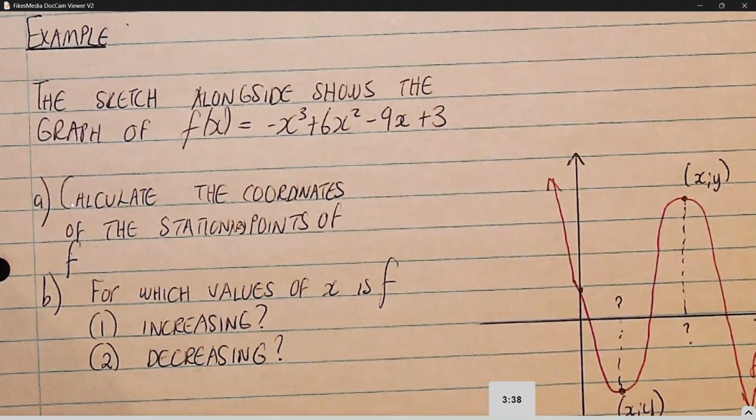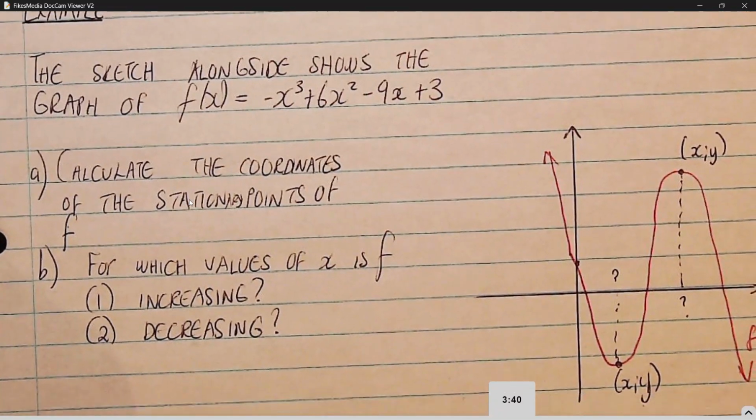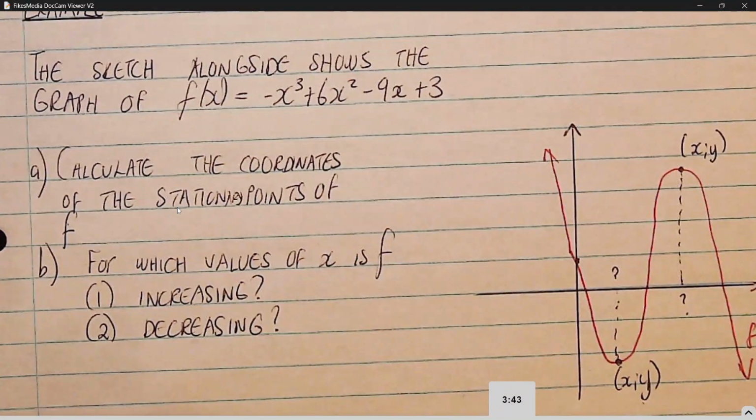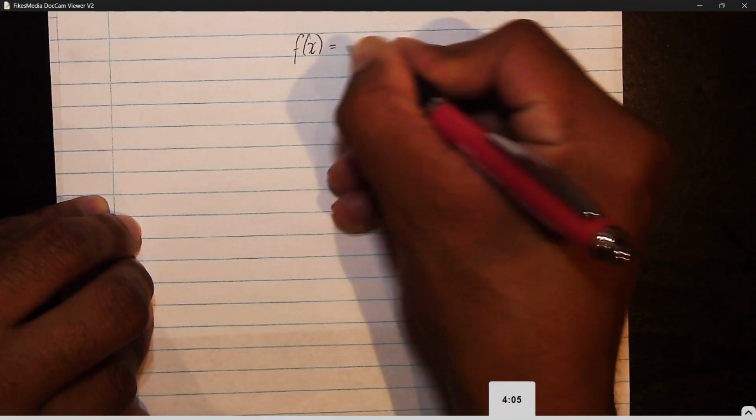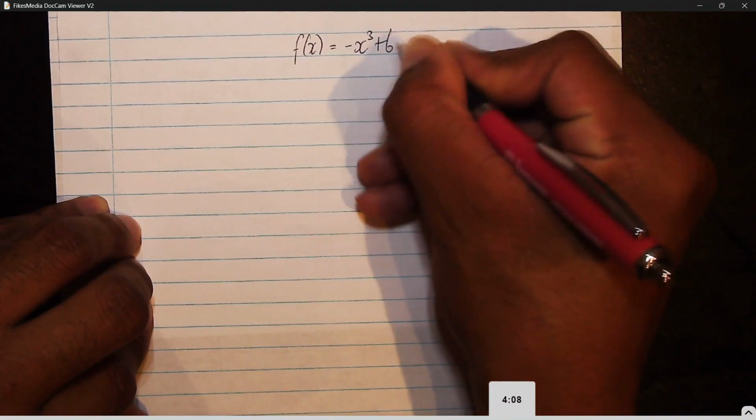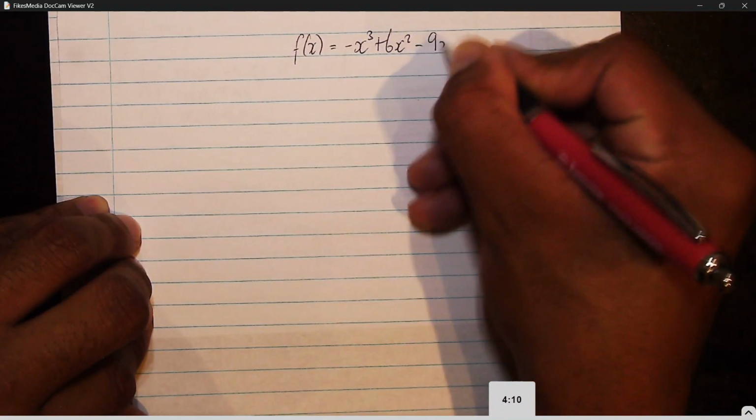So for here, let's start with a. It says calculate the coordinates of the stationary points of f. So what do we have? We have our equation, f of x is equal to minus x to the power 3 plus 6x squared minus 9x plus 3.